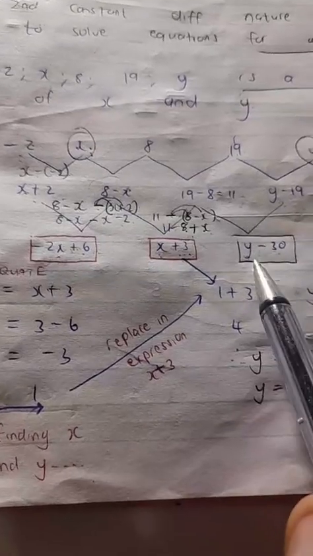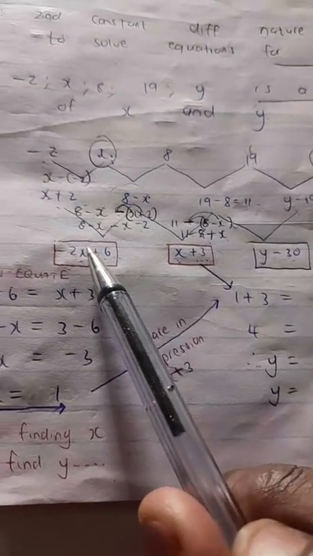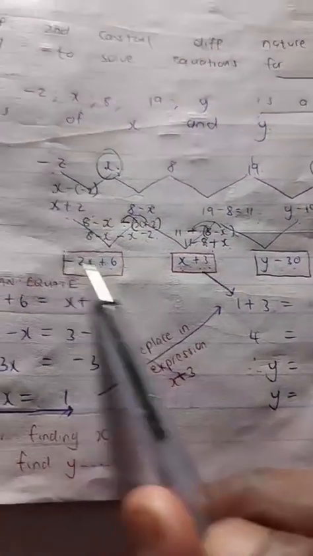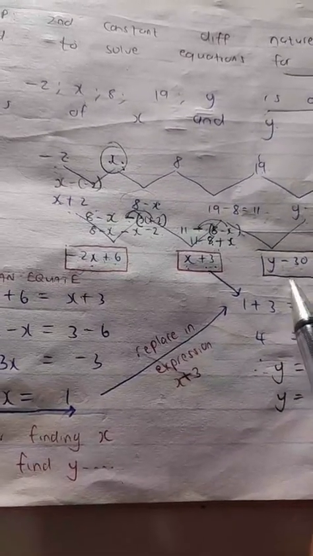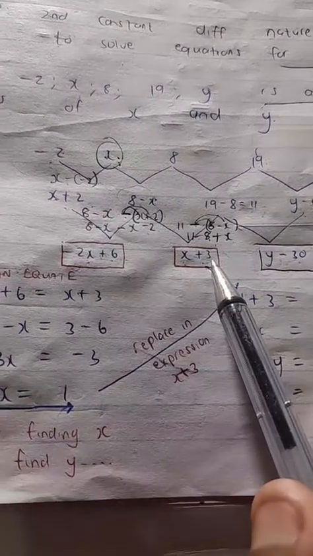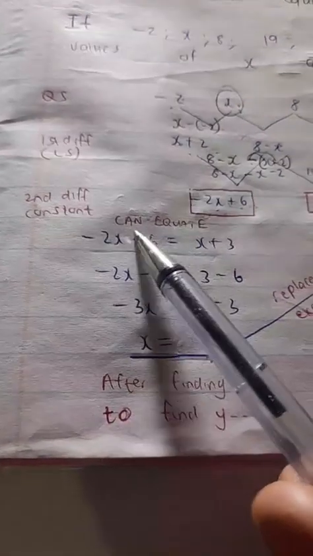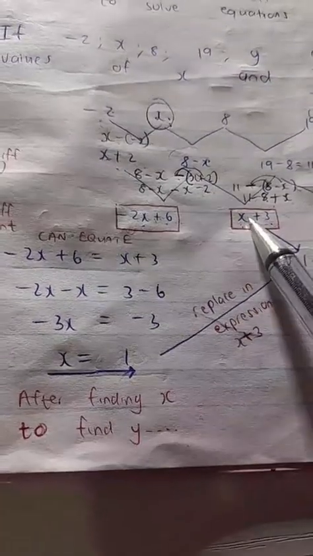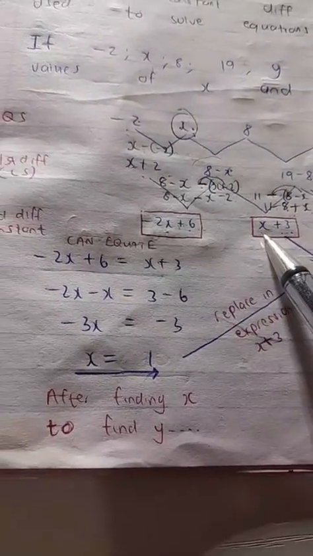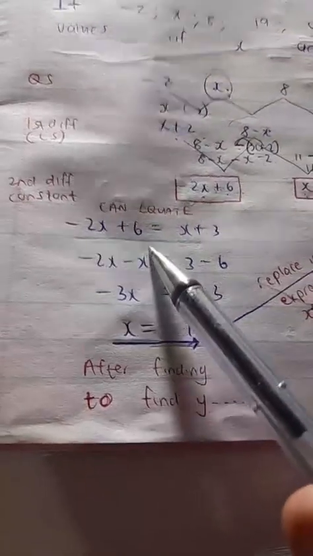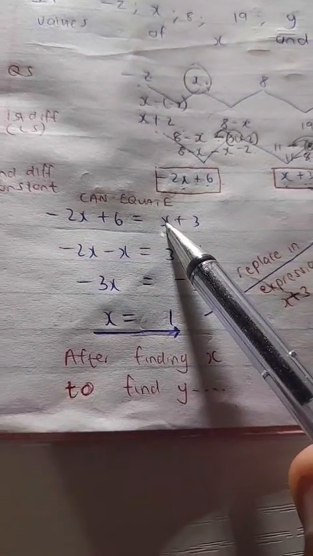So what we do first is we equate the two expressions from our second constant difference that basically have the same variable. So we say negative 2x, we can equate it with what? With x plus 3. They have a variable x in them. So when we equate them, we can then solve for x.